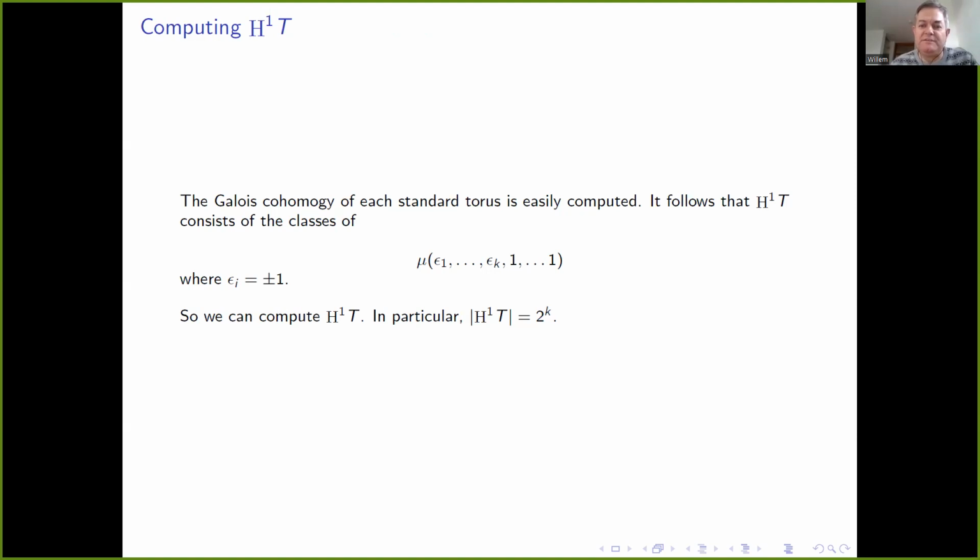Right? So this means that the H1 of T consists of these classes, the mu of epsilon1 to epsilon k. So the first k basis elements were mapped to minus themselves, and the rest are all ones, where the epsilon i's are plus or minus 1. So you get 2 to the power k elements. Okay, this can be done concretely. Yeah? So all this can be done concretely. So you get an H1 of 2 to the power k elements.